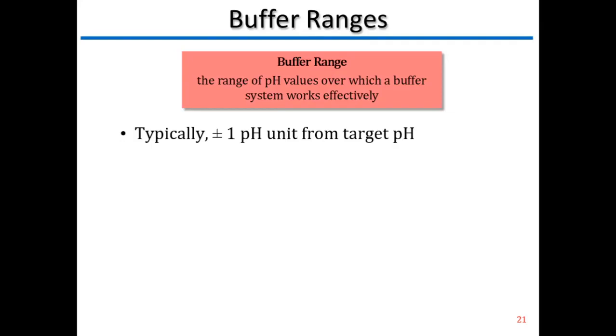Okay, so the buffer range is the range of pH values over which a buffer system works effectively. So if I have too strong an acid or too strong a base at a given buffer pH, it's probably not going to be that effective. And generally speaking, we try to make buffers for plus or minus 1 pH unit from the target pH. So if I want a pH of 7, I'm going to try to make my buffer within 1 pH of that.